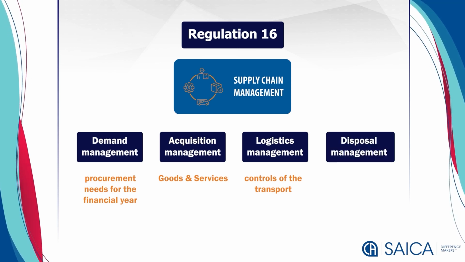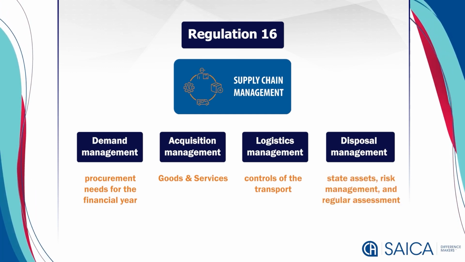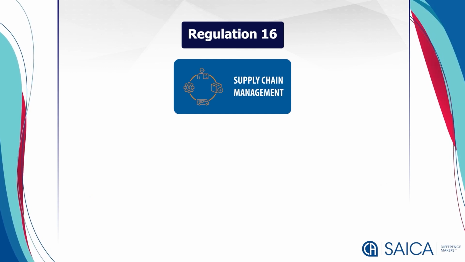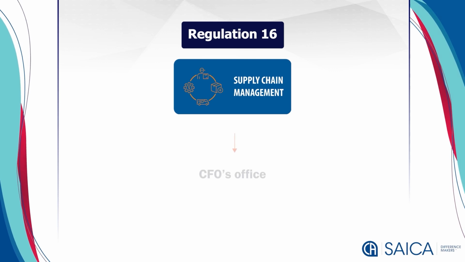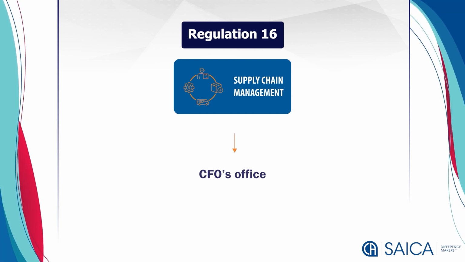Disposal management relates to the processes and controls around the disposal of any state assets, risk management, and regular assessment of supply chain performance. A supply chain management unit must be established within the Office of the Chief Financial Officer to implement a supply chain management system.